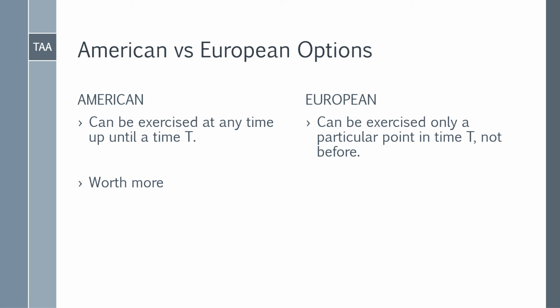Okay, so there are two types of options that affect the time period. The first is American, the second is European. American options can be exercised at any time up until time t. So for example, if the time period is 10 years, it can be exercised at 1 year, 2 years, even 2.5 years. Whereas the European option can only be exercised at a particular point in time, time t. So if it's 10 years, it can only be exercised at the 10-year mark and not before or after. Because of this, the American option is often worth more.